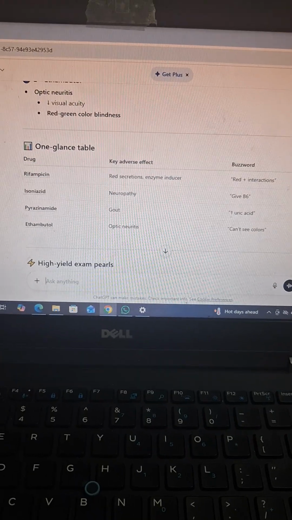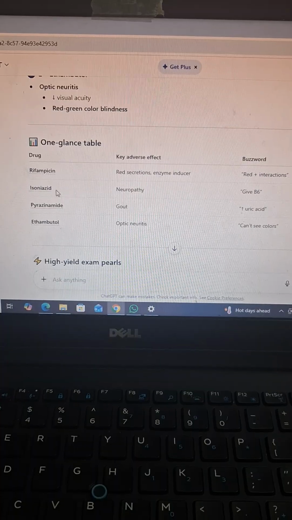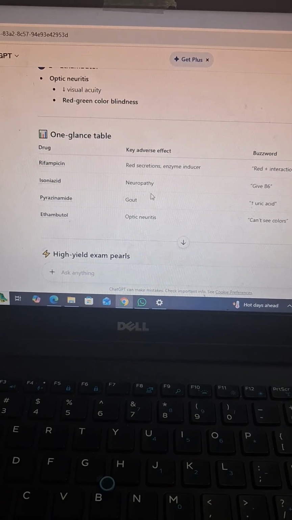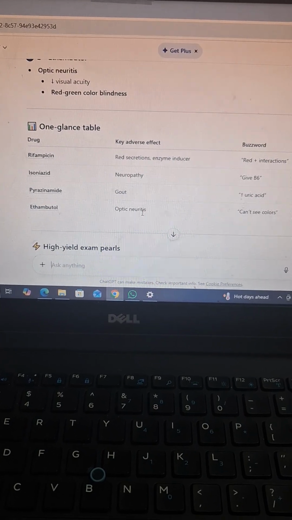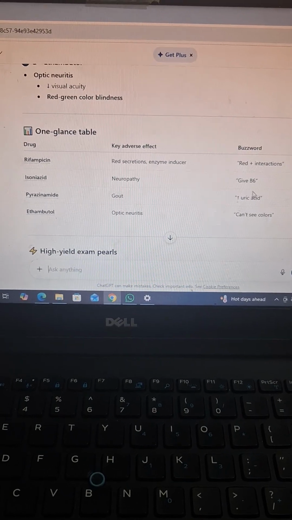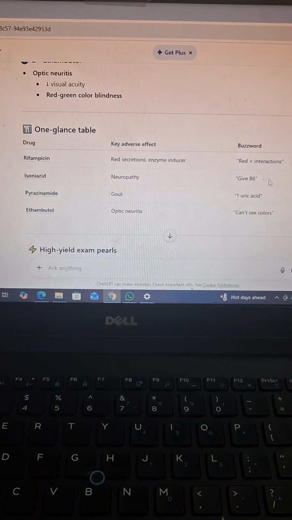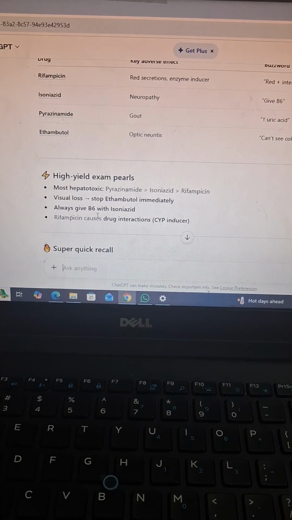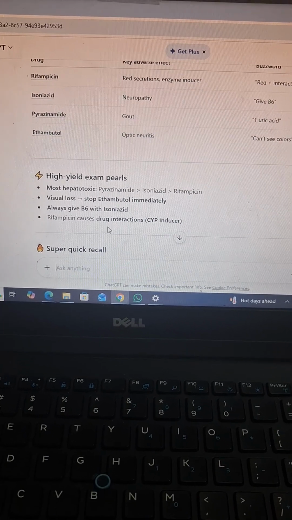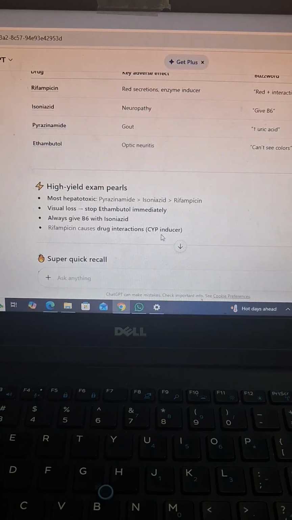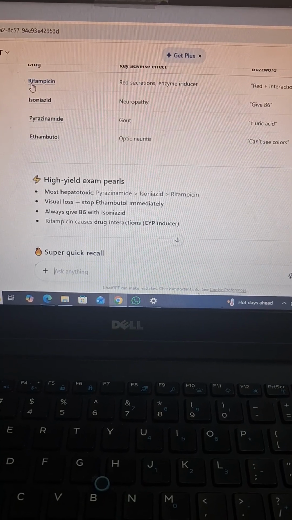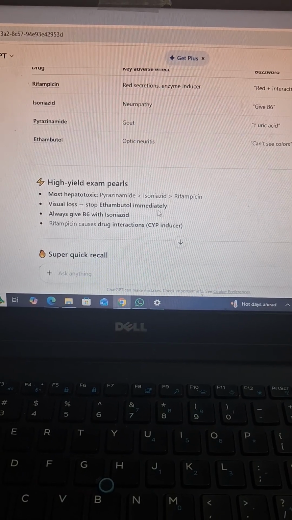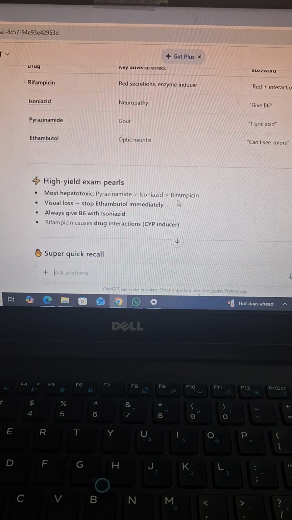It can cause eye symptoms, so optic neuritis and red-green color blindness and reduced visual acuity. So here are the important buzzwords and the key adverse effects. Rifampicin, R for red secretions and enzyme inducer; INH neuropathy and hepatitis; pyrazinamide gout; ethambutol optic neuritis, so it can't see colors. Buzzwords: give B6, increased uric acid, red plus interactions. High exam yield: always give B6 with isoniazid. Rifampicin causes drug interactions and it is a CYP inducer, as you can see, R for inducer. Visual loss: stop ethambutol immediately. Most hepatotoxic: PIR.